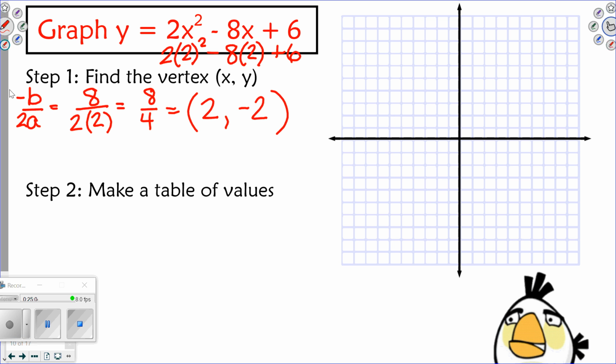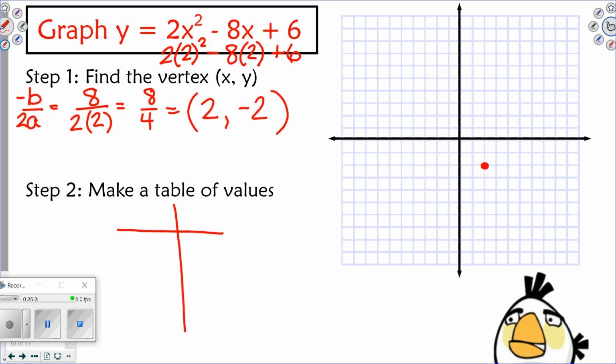Can you guys graph the vertex? You should be able to. You just found it. So 2, negative 2 is going to be down in here. So that's going to be the lowest point of my graph or the highest point of my graph? The lowest, because we know it should open upwards, right? So that's the lowest point of my graph. All right, step 2 is to make a table then.